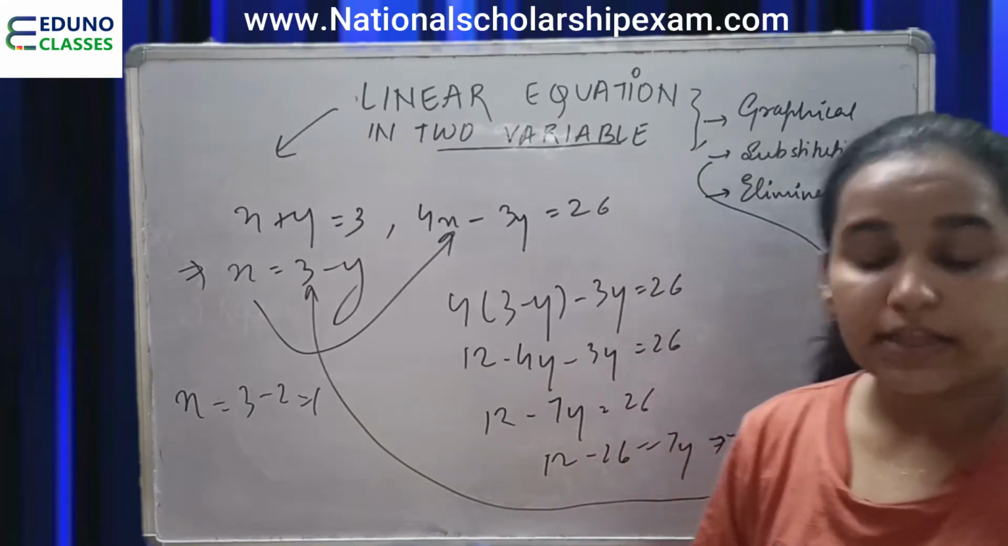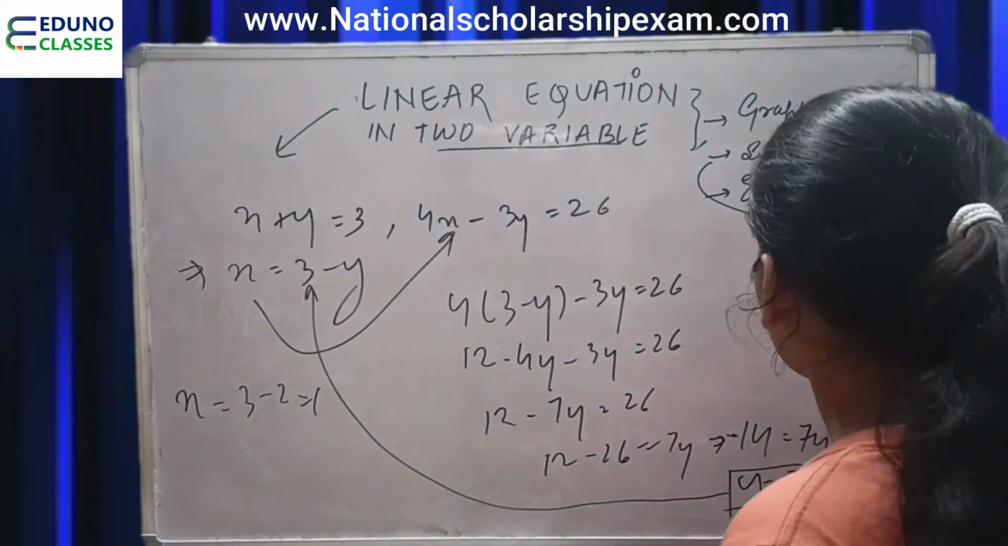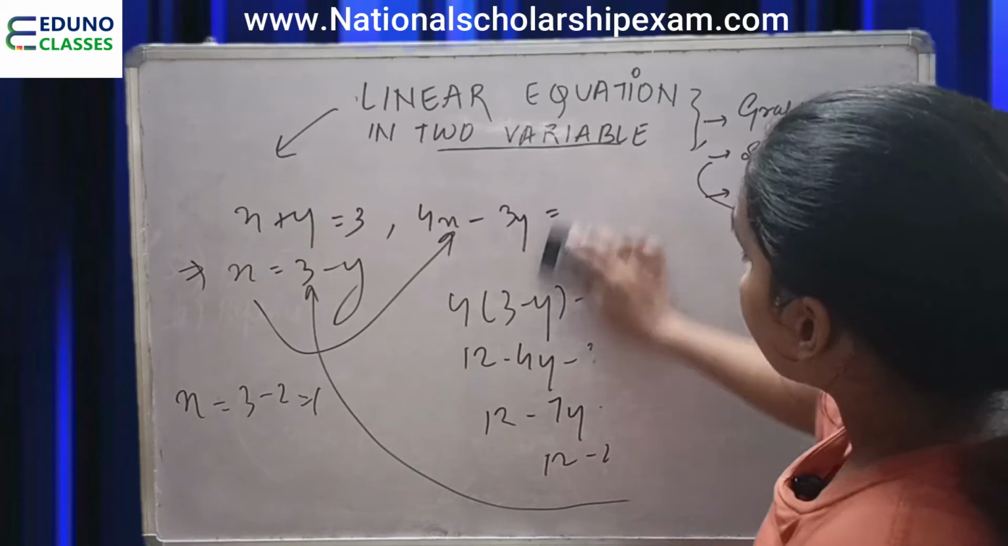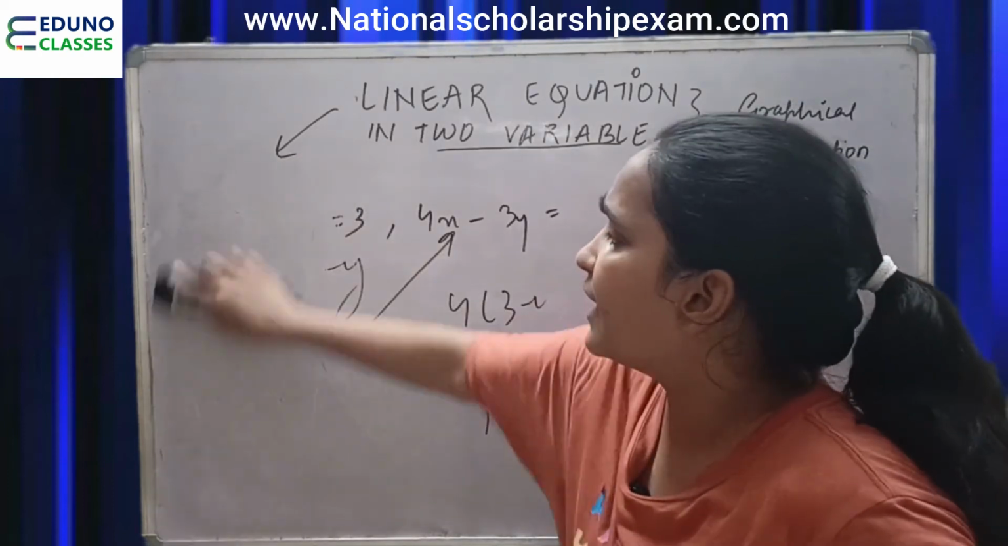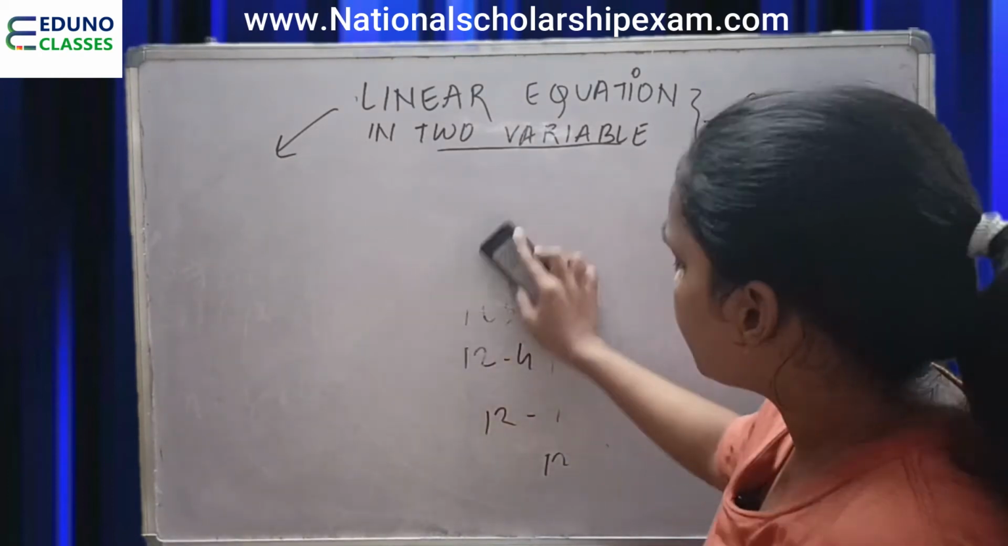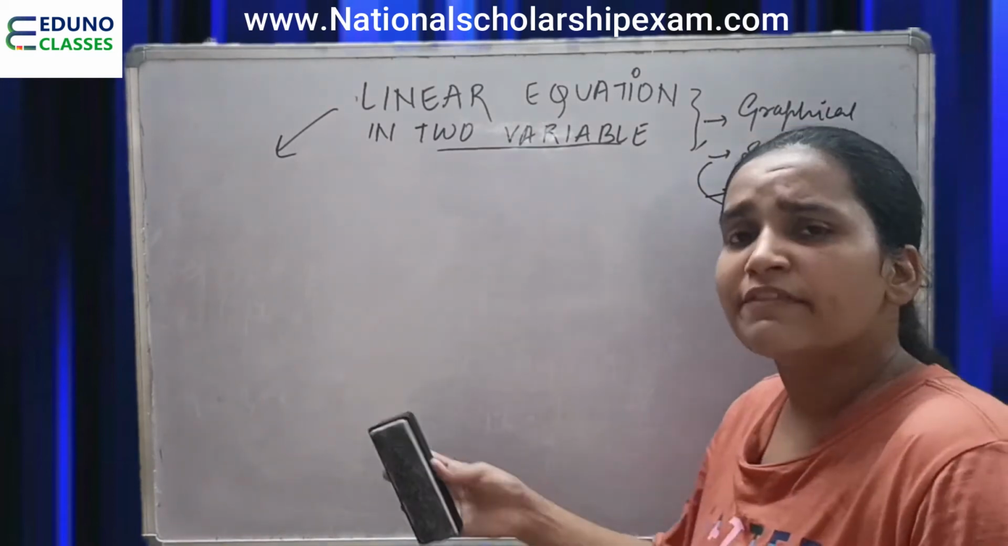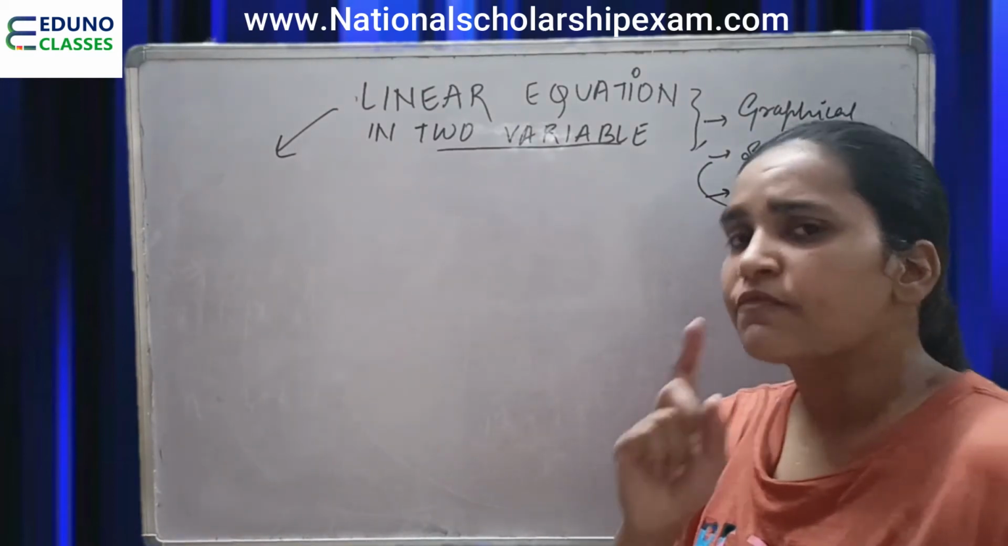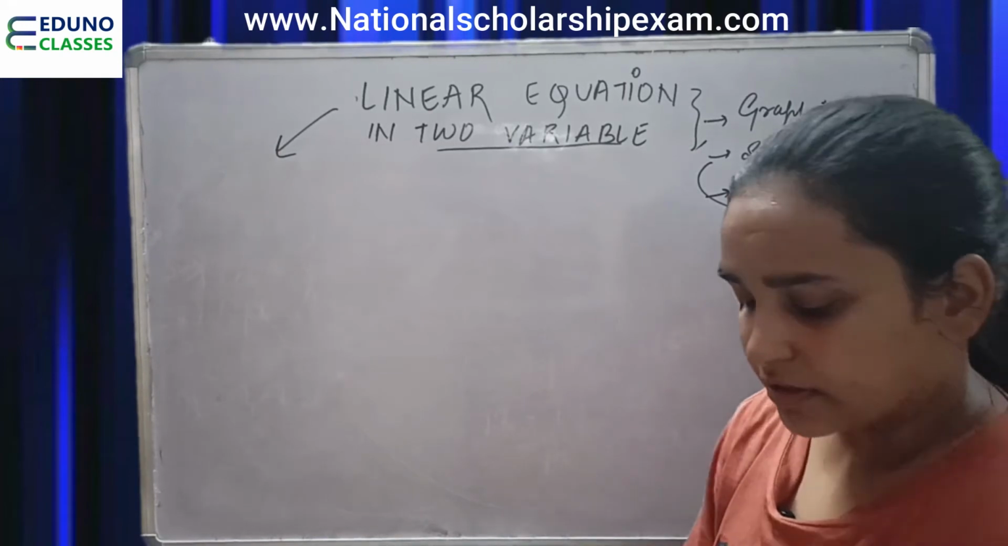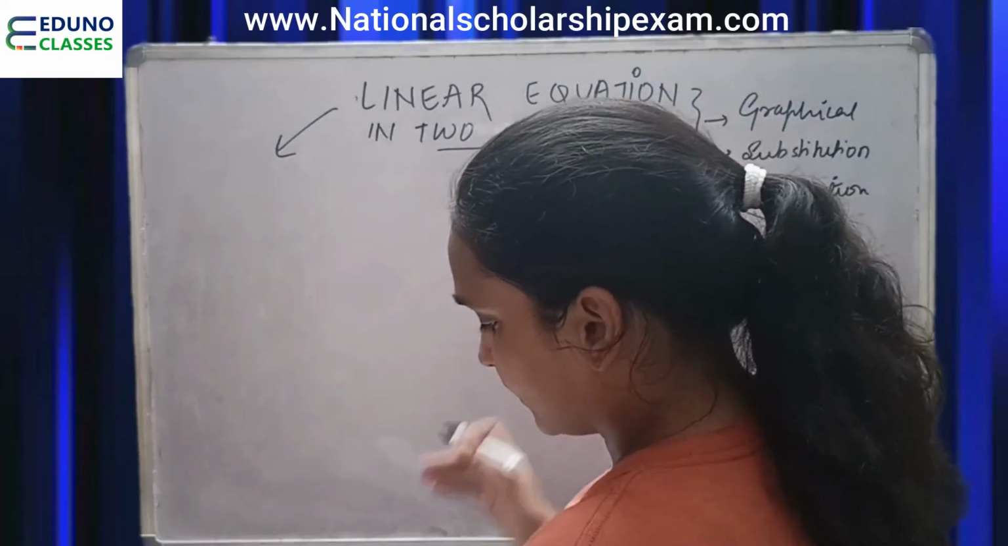Now we will have another example. Why is substitution method important? Because ultimately in solving linear equations, you will do this only, to solve the equation at the end where one variable is left. Now we have another question in front of us. Let us use that.